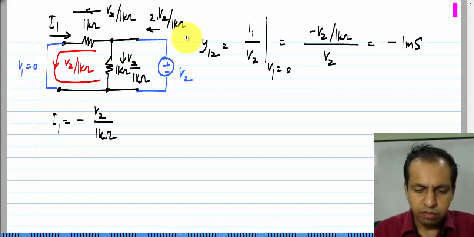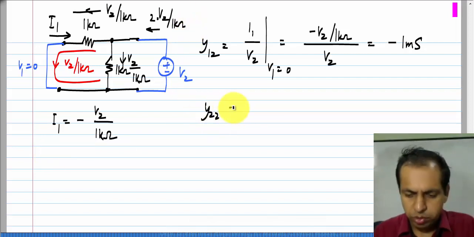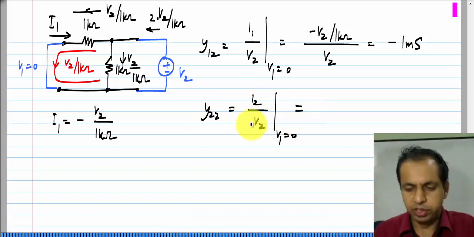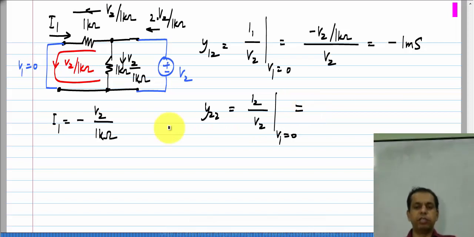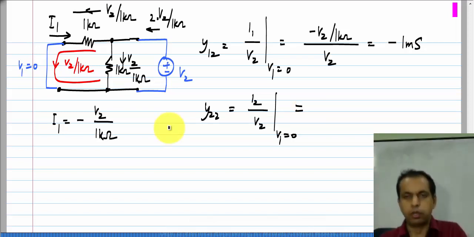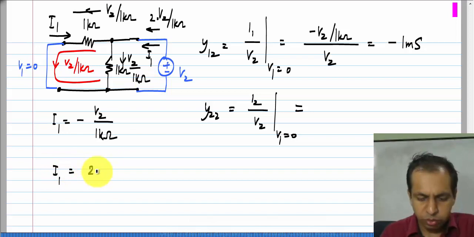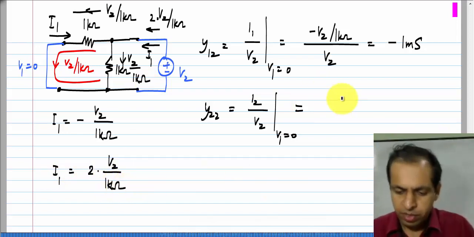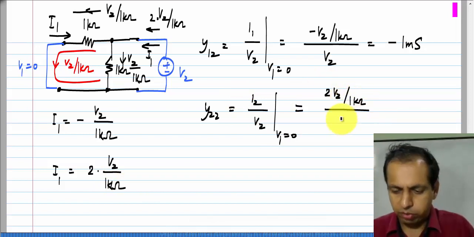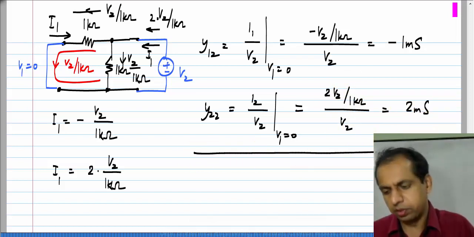And finally, Y22 is I2 by V2 with V1 equal to 0, that is port 1 short circuiting. Same condition under which we measured Y12. Okay. So, I2, which is this current, we have already calculated that. It is 2 times V2 divided by 1 kilo ohm. So, Y22 is 2 V2 by 1 kilo ohm divided by V2, which is equal to 2 millisiemens. Okay.